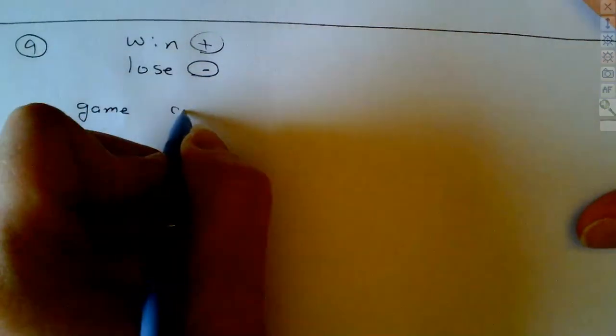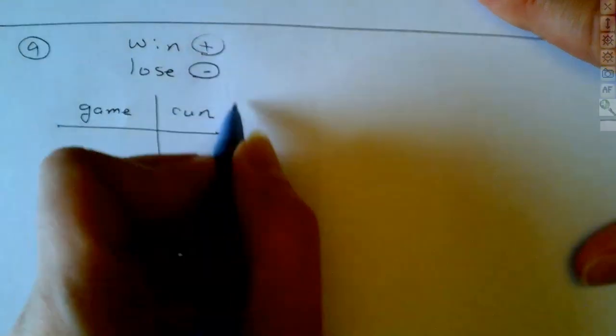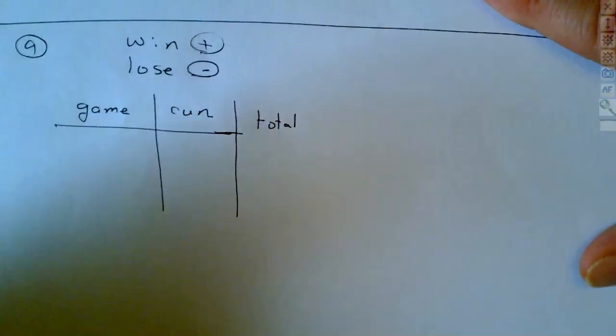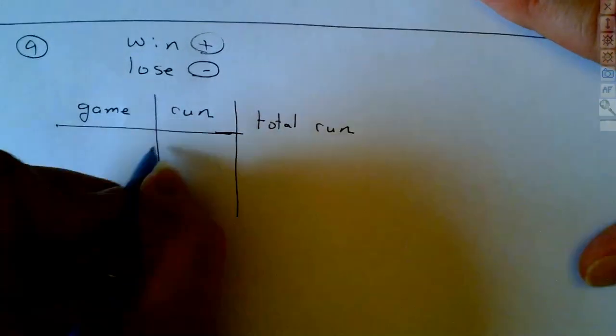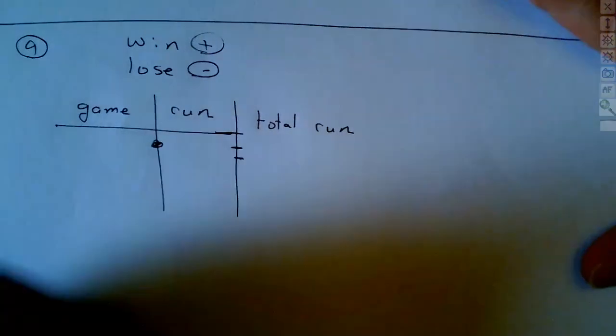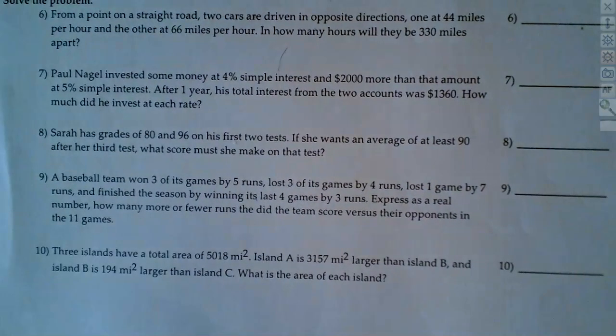And we're going to look at the number of games that we won or lost. And then we've got the number of runs that we won or lost by. And then over here, this is going to give us our total runs. And we get this by multiplying across. So let's quickly read the question, make our table, and solve it.